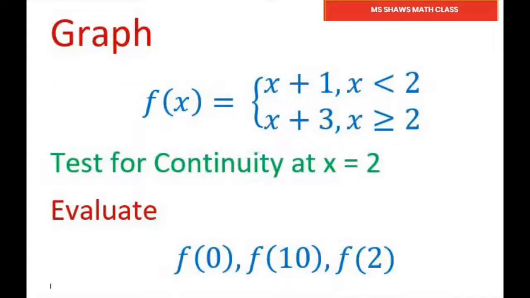Hi everyone, we're going to graph this piecewise defined function. That's the second thing we're going to do. First, we're going to test for the continuity.